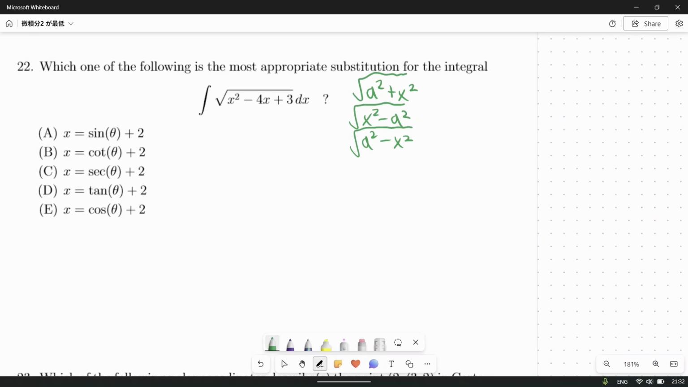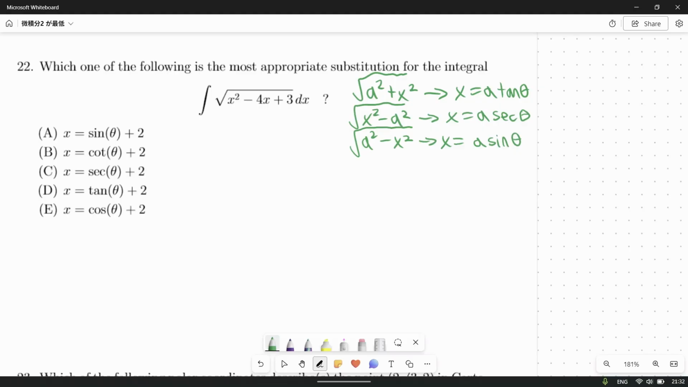And in the case of if you see the square root of a squared plus x squared, that would result in a substitution that looks like x is going to be equal to a tangent of theta. And in the case of the square root of x squared minus a squared, that's going to turn into a substitution that looks like x is going to be equal to a secant of theta. And then in the case of a squared minus x squared, that would take the form of x is going to be equal to a sine of theta.